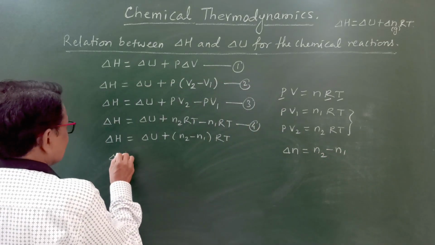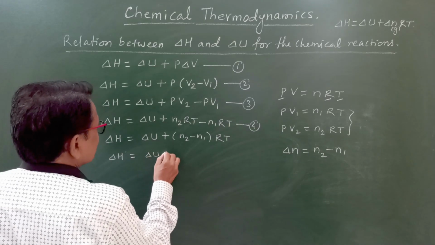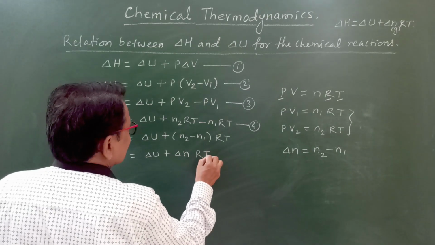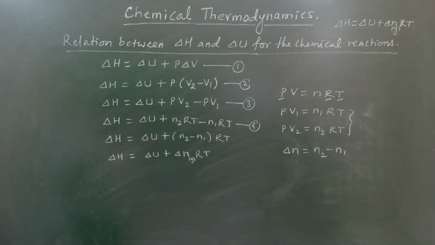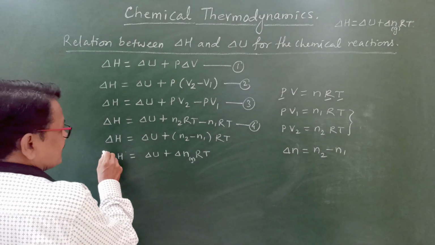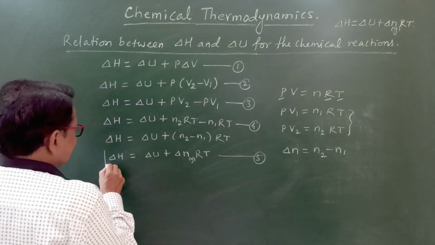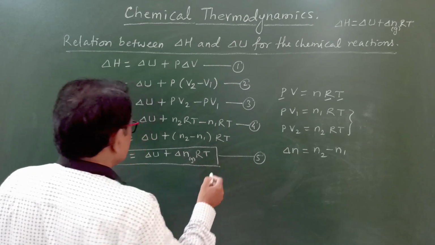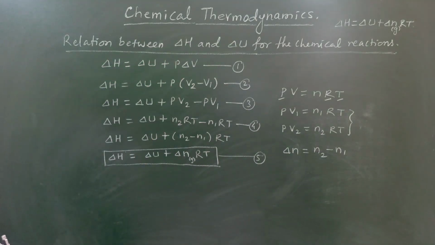So therefore, we can write the next equation: delta H is equal to delta U plus delta n RT. What is delta n? Change in number of moles of gaseous substances. So therefore, we can write the final equation: delta H is equal to delta U plus delta nRT. So this is the relation between delta H and delta U for chemical reactions.